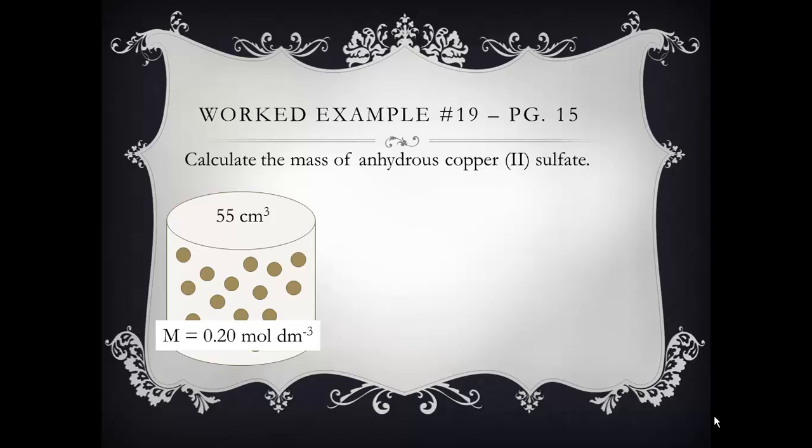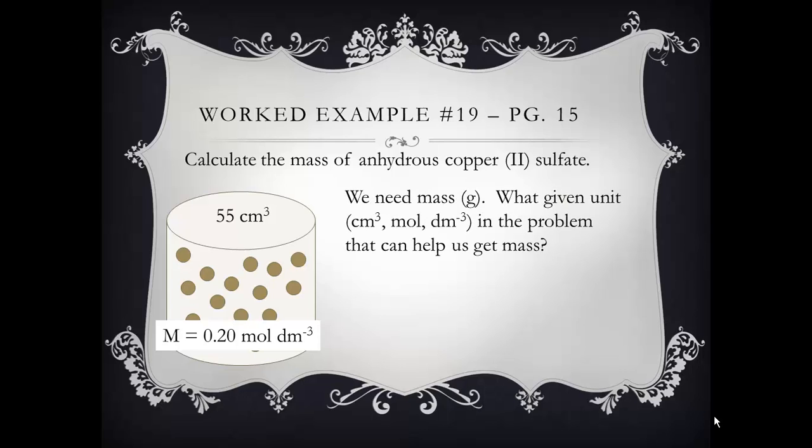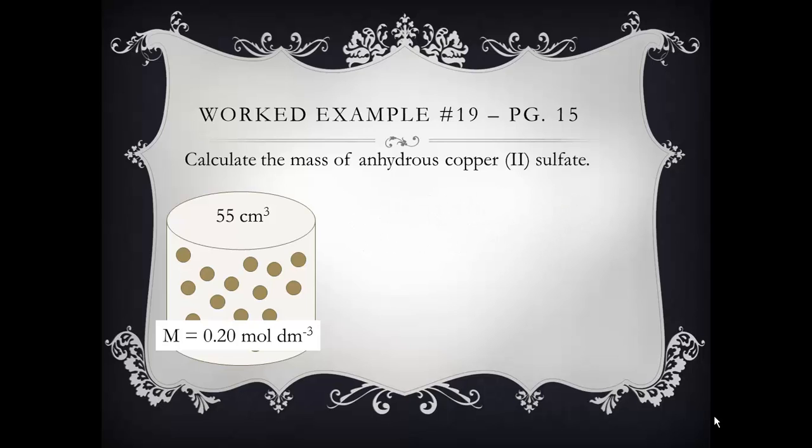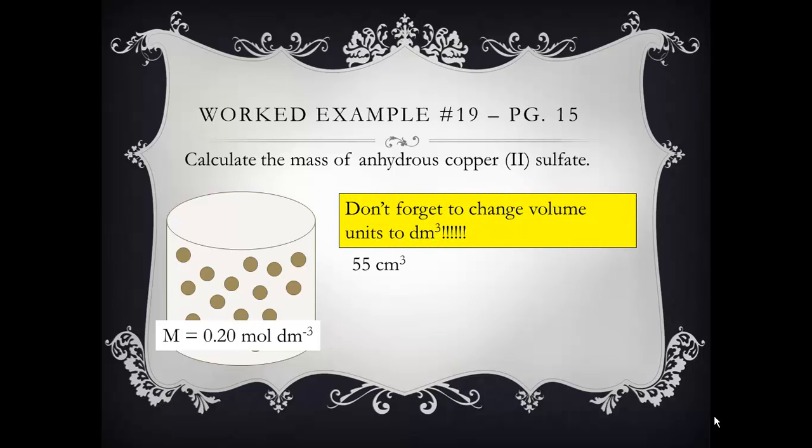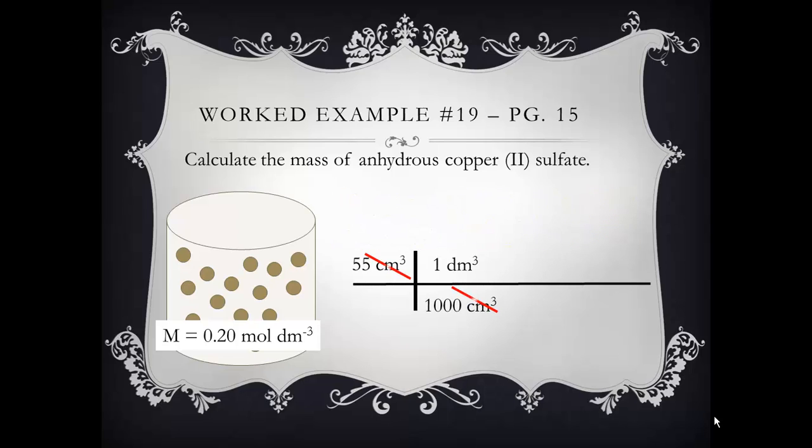Alright, now it's asking to find the mass of anhydrous copper 2 sulfate. So we need mass. What's the given unit: centimeter cubed, moles, decimeter to the negative third, and the problem that can get us to mass? Well, the question is, what's our given? And the given is 55 centimeter cubed. The molarity is a conversion factor, just like density is. It's moles per liter, moles per decimeter cubed. So if it's a derived unit, it's used as a conversion factor. Don't forget to change the units. Divide by 1,000.